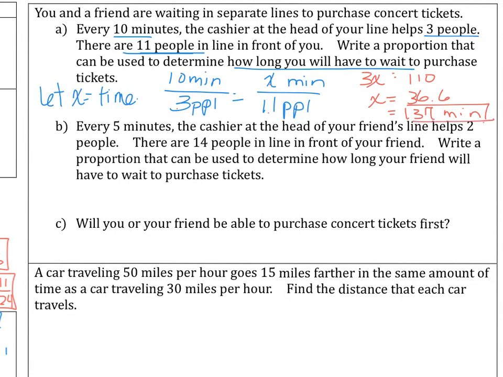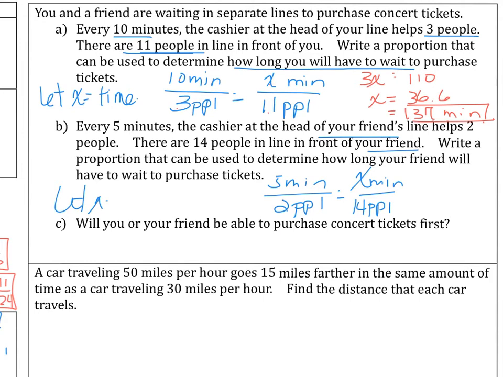Part B. Every 5 minutes, the cashier at the head of your friend's line helps 2 people. So this is the rate for your friend. There are 14 people in front of your friend, excuse me. Write a proportion that can be used to determine how long your friend will have to wait to purchase tickets. So let x equal the time for your friend. And here we could put for you.